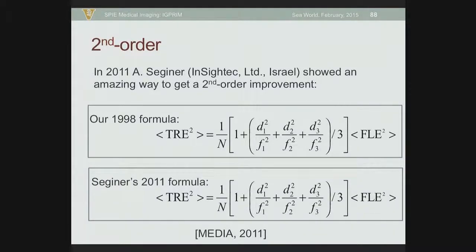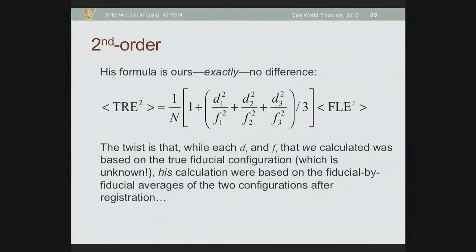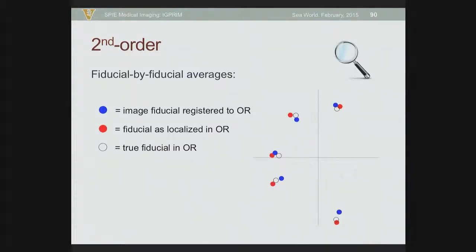See that on the back row? If you can, you're hallucinating. It's the same formula. Exactly the same. The twist is that he did something different with the fiducials. Well, let me show you what he did. So if you've got the blue fiducials and you register them to the red fiducials, here they are over here, kind of small. The white fiducials are the truth.